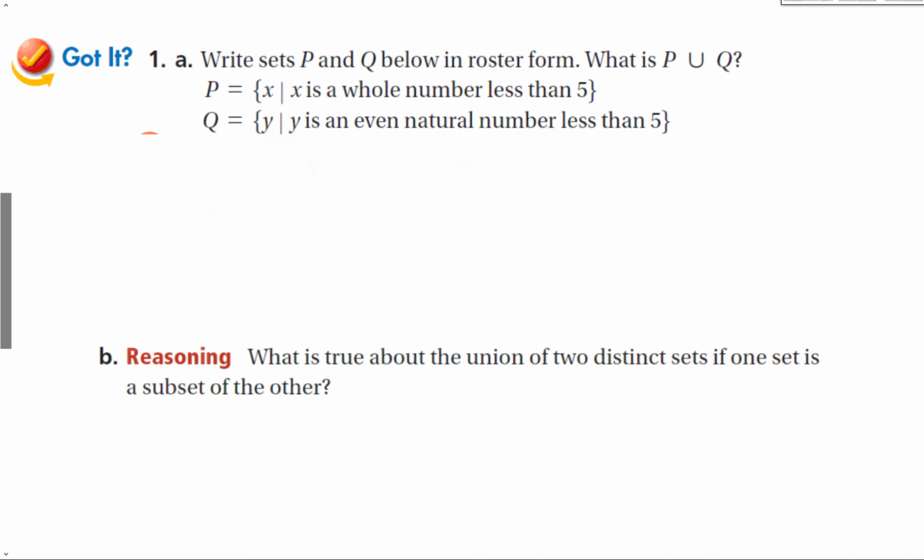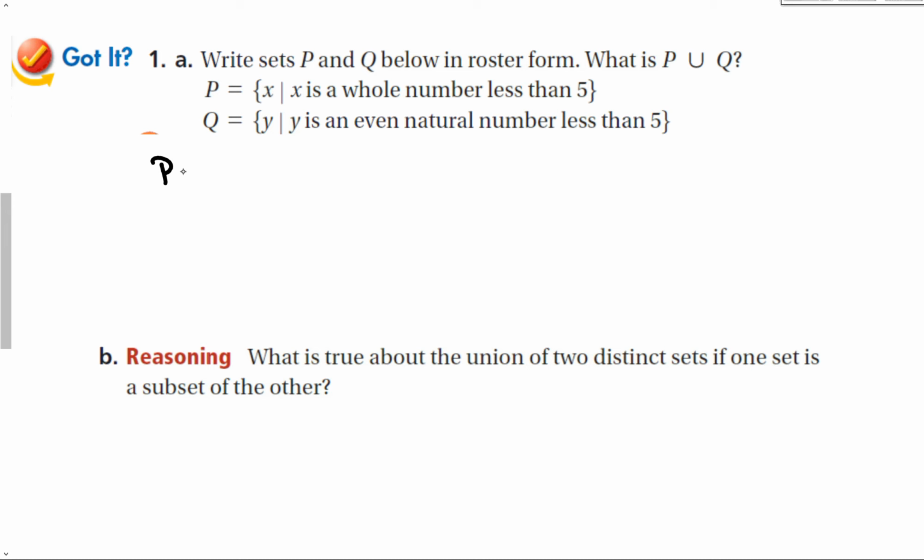Let's try a got it problem. Okay. So this one, we're actually going to use some numbers, make it a little more clear. Okay. So write the sets P and Q in roster form. That means, remember, that we're going to list everything in the set.